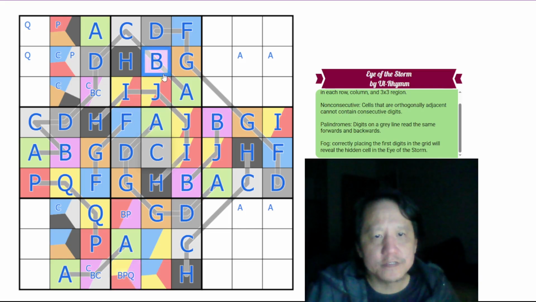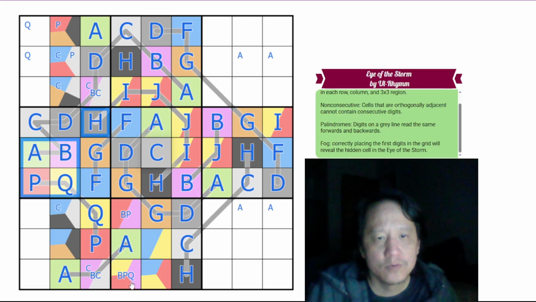J is next to A, B, A, and I. A, B, and then all the red and yellow. So none of those can be consecutive with it. J is next to H also. J has to be one of these two. That's not helpful. What about I?